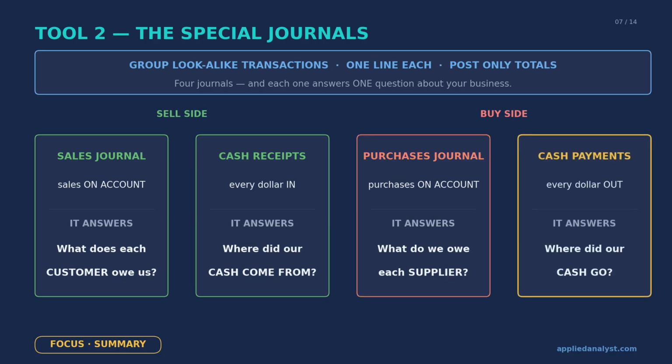And the cash payments journal catches every dollar going out, and it tells you where your cash went. 2 sell side, 2 buy side. Anything that fits none of these 4 still needs a home, and it has one. We'll come back to that book shortly. This recap builds just one of them, the sales journal. The full Chapter 7 lesson works all 4 line by line.